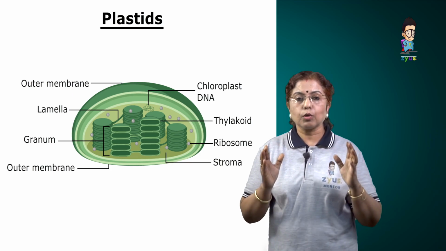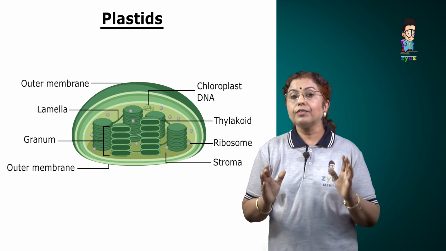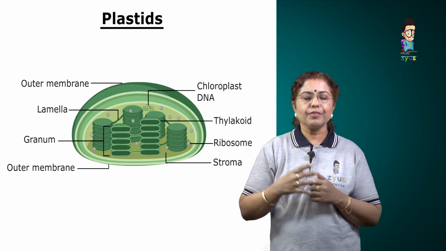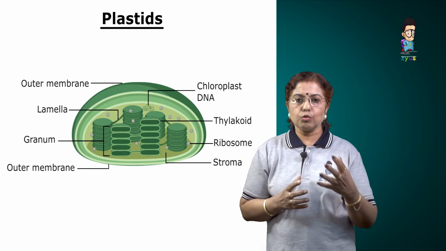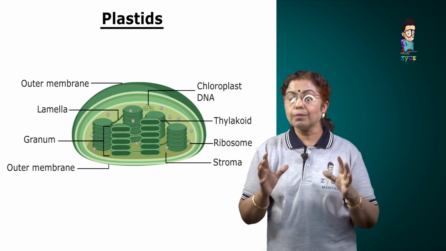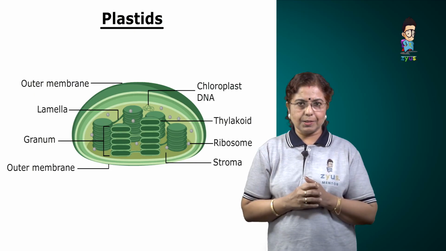So plastids with orange or red coloring pigment are called as chromoplast. Best example for chromoplast, flowers and fruits. You can see different colors of flowers and fruits in plants. So that is due to the presence of chromoplast.